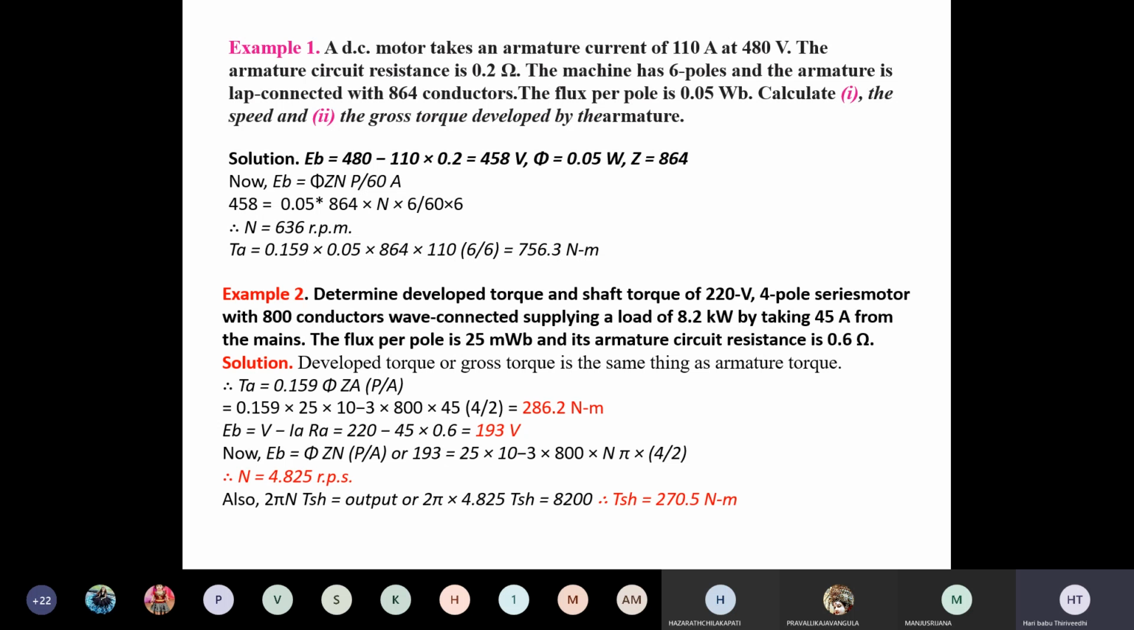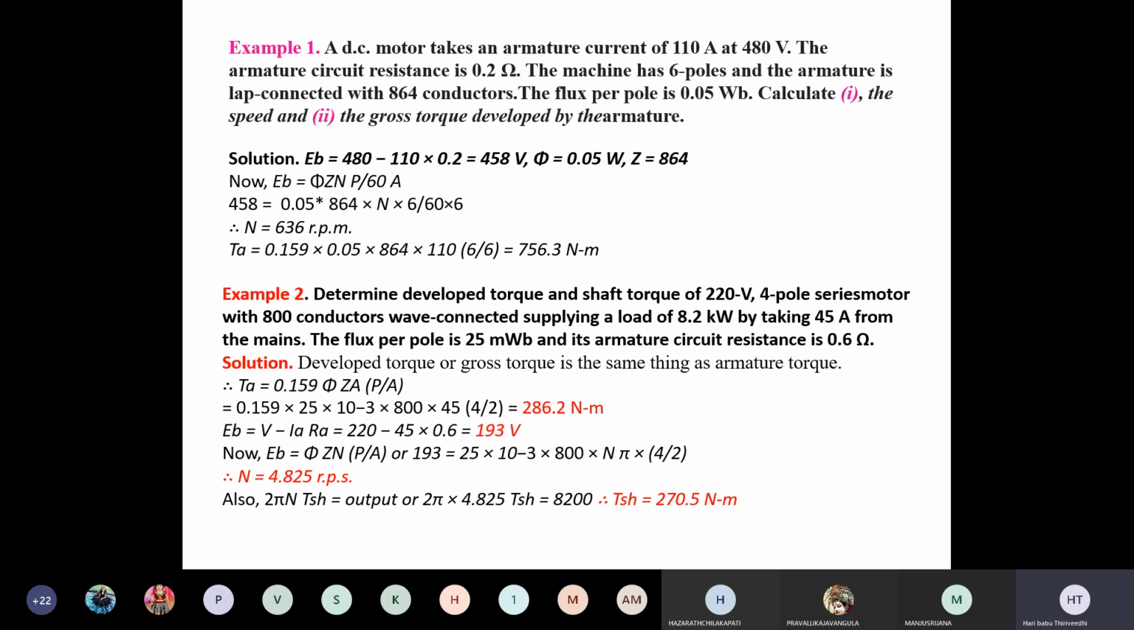Therefore, first of all, write the given data. Terminal voltage V is equal to 220 volts. 4-pole, so P is equal to 4, and this is wave connected. Capital A is equal to 2 only, whereas in lap connected, P is equal to A. In the earlier problem both were 6, but here it is wave connected. For wave connected, parallel paths are always 2. Capital A is always 2 for wave connected.